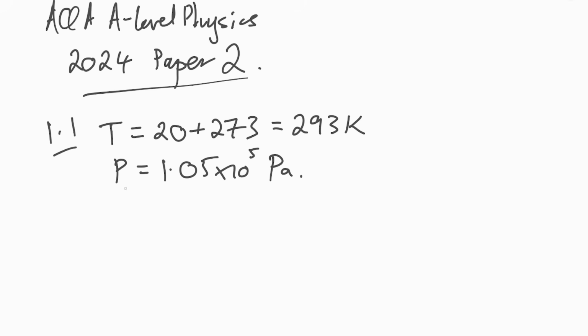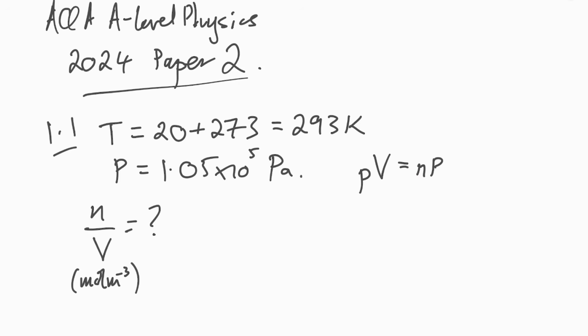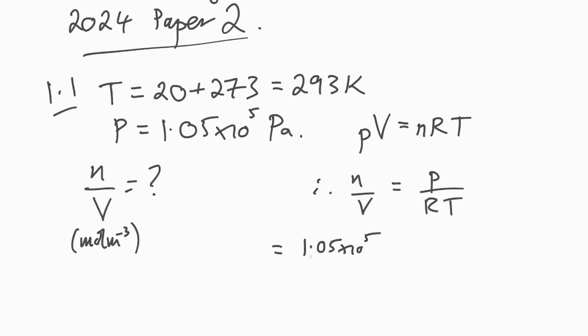So in each cubic meter, we're looking for number of moles, that's N, divided by volume. That would be moles per meter cubed. So let's have a look at our equation. We have PV equals big N kT. In this case, we're going to go for nRT. So rearranging this for n over V, we end up with P over RT. So that's 1.05 times 10 to the 5 divided by our molar gas constant of 8.31, and then multiply that by 293. Sure enough, that gives us 43 moles. We can say per meter cubed if we wanted to.